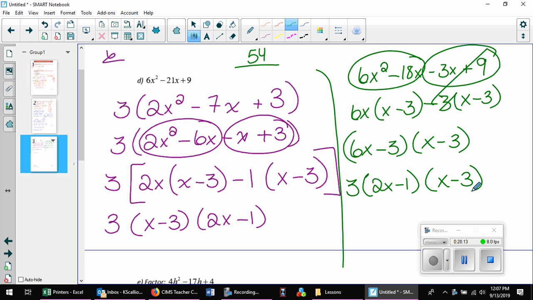Now, I'll tell you the danger of it. People walk away at this point and say, I'm done. I factored. I did the complex factor. But this is not fully factored because I can take something out of this bracket. People always forget to do it at the end.